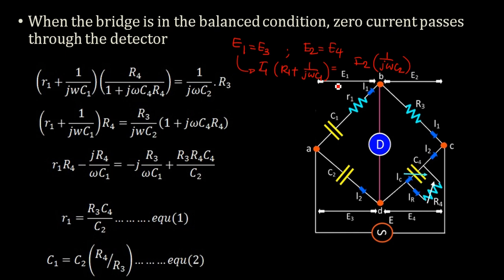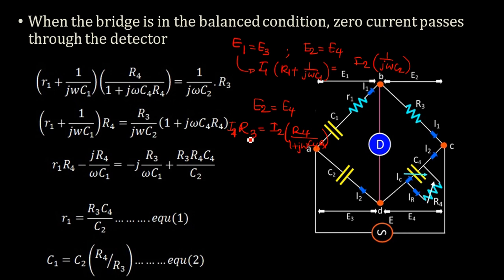Similarly, once you have the second condition, E2 equal to E4, you will have I1 into R3 equal to I2 into the parallel combination of capacitor C4 with R4, which is R4 by 1 plus j omega C4 R4. So these are the two equations that you get.